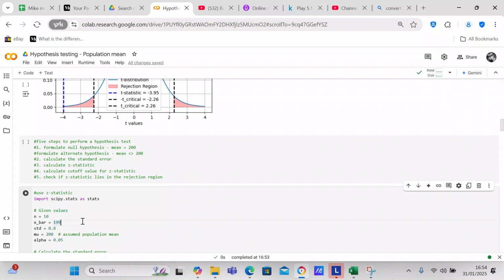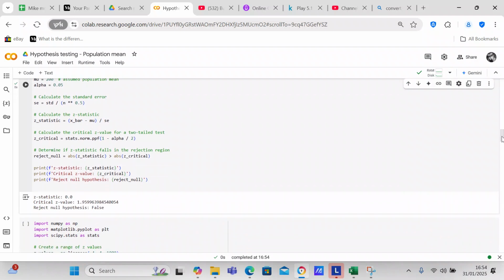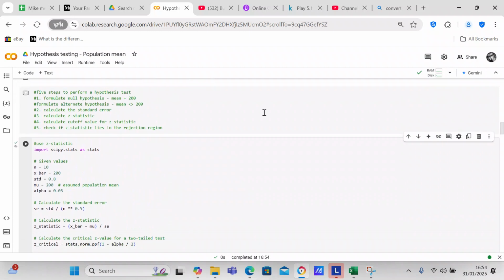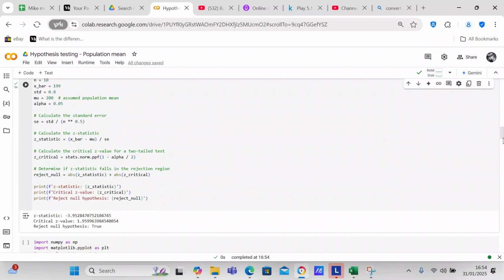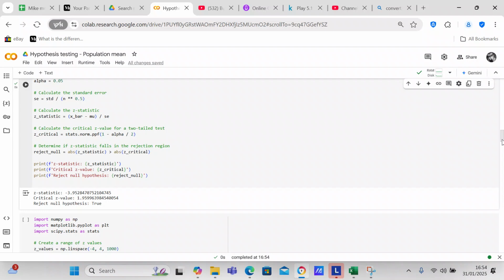So we can check the X bar here, make it 200. And so the reject the null hypothesis is False. You cannot reject the null hypothesis because the mean of 200 milliliters is correct. So we'll go back to 199. And you see that we rejected the null hypothesis because the mean is not 200, which is what you want.